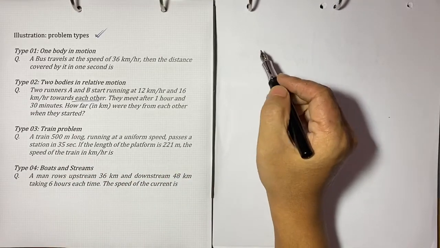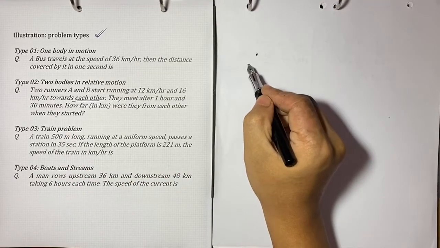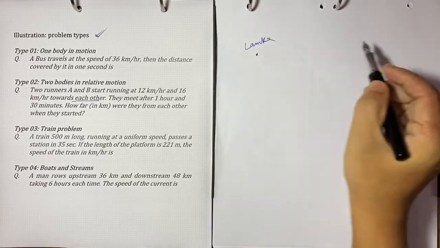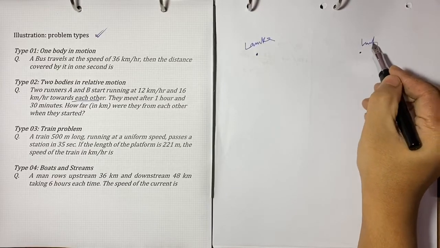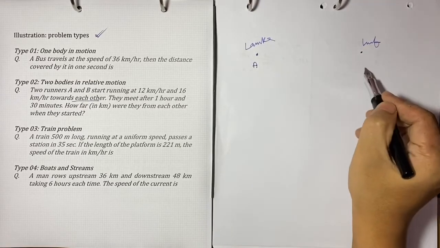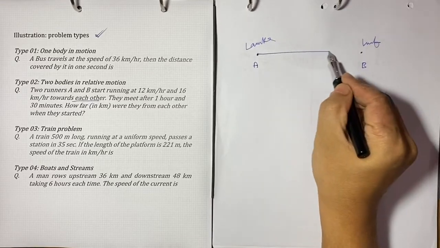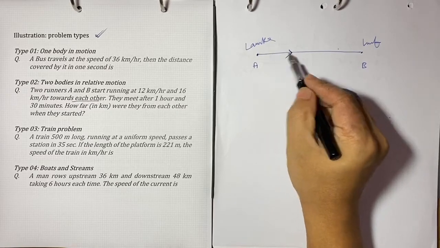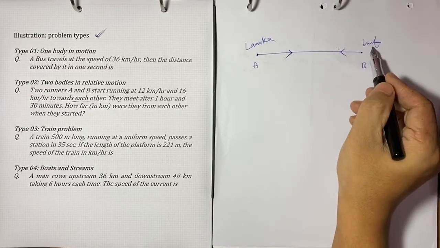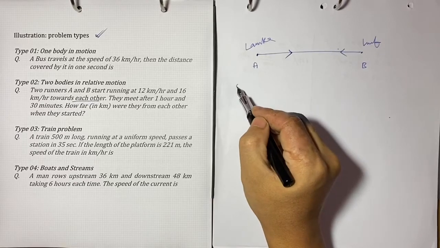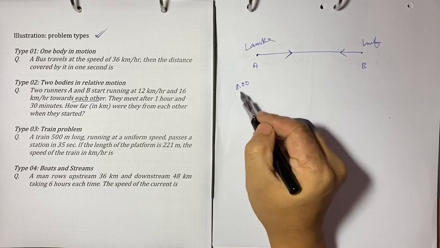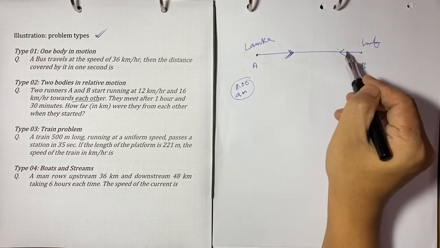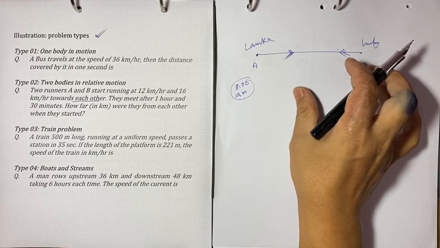Two bodies in relative motion. For example, this is Lamka and this is Imphal. A and B: A moves from Lamka to Imphal, B moves from Imphal to Lamka at exactly the same time. So for example, at 8 a.m. in the morning, A and B start exactly together. So this is two bodies in relative motion.